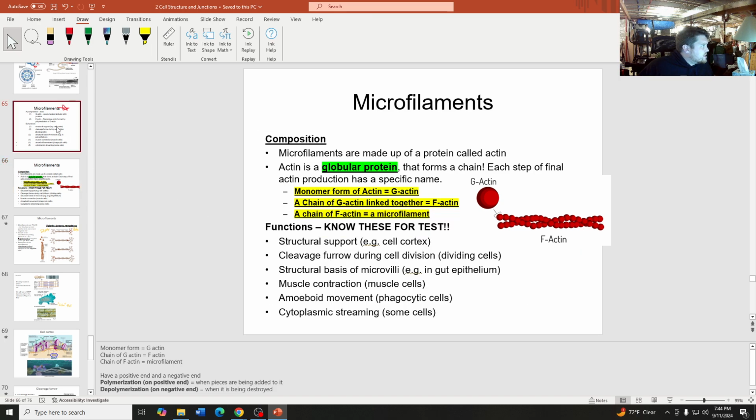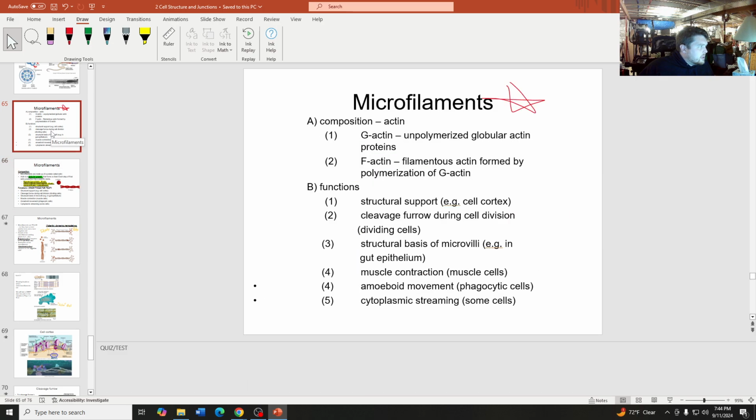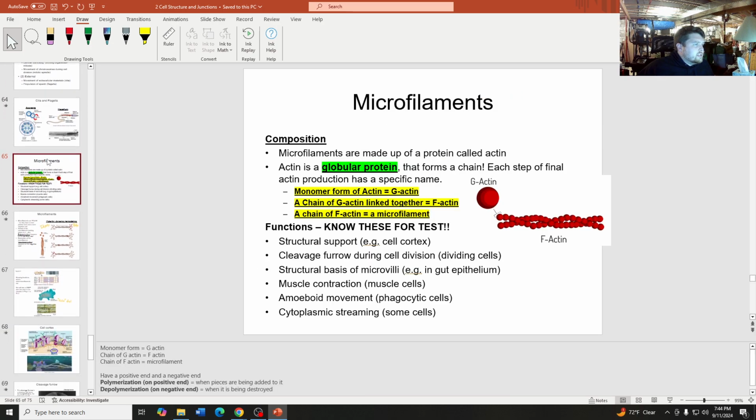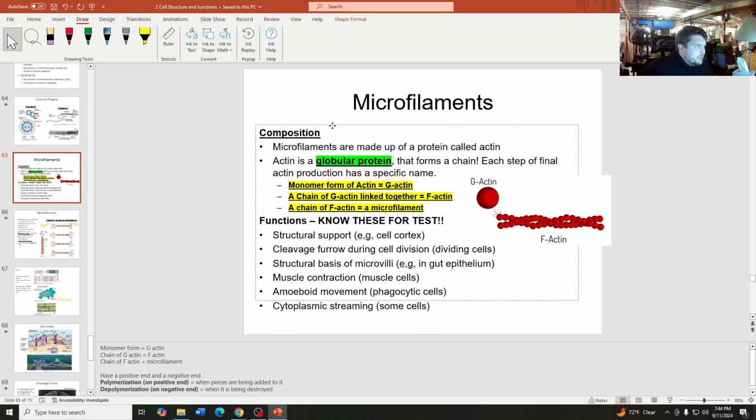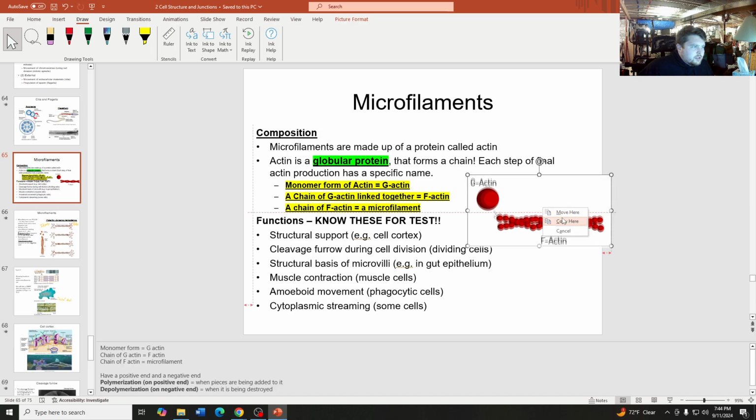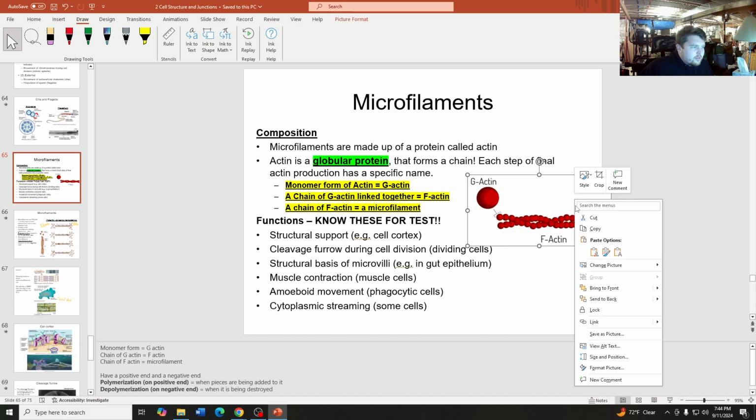Actually, I think, G-actin. Let me actually delete this slide because this has the exact same information. Sometimes I would do that if I was rewording the slide and adding more to it and making it a little bit neater. Sometimes I accidentally forgot to delete the slide before.